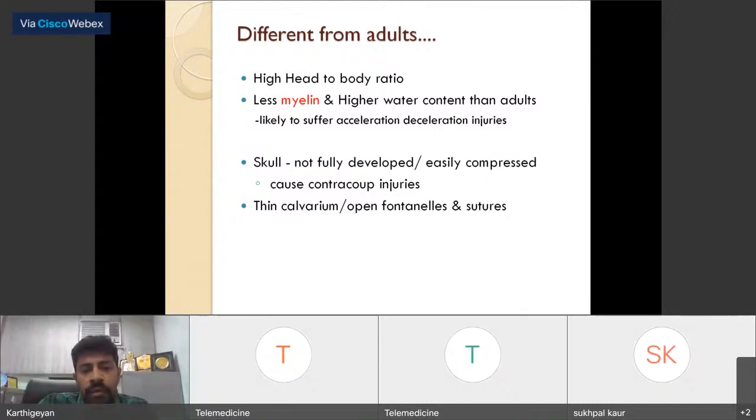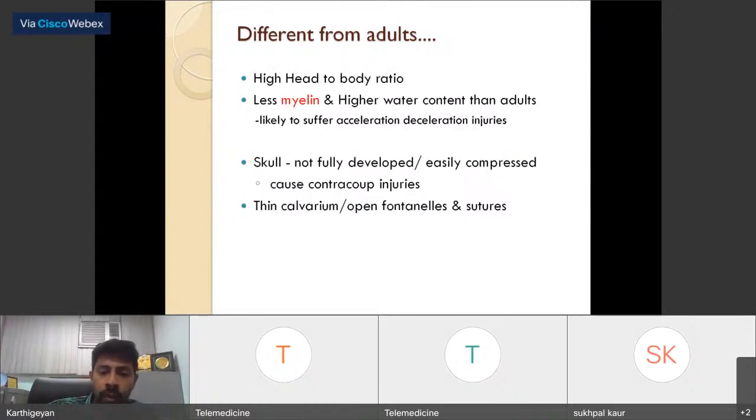And again, the skull in children is not well developed. It is very malleable and easily compressible, so there is more chance of coup and contrecoup injury. By contrecoup injuries, we mean injuries that occur exactly at sites opposite to the site of impact. And again, the calvarium, the skull, is very thin, with open fontanelles and sutures.